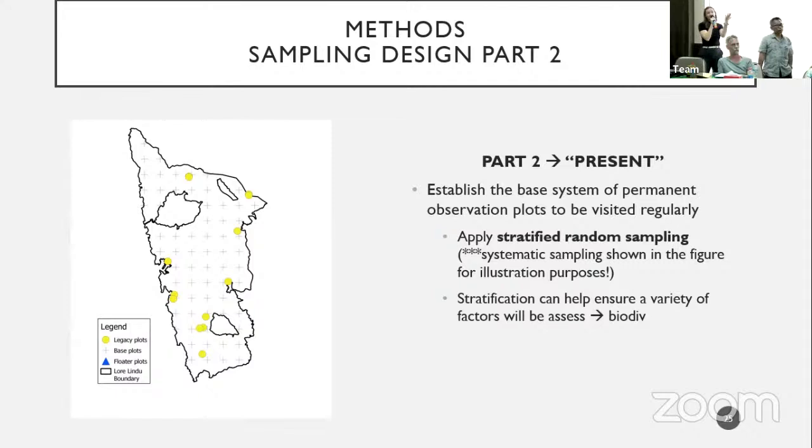So effectively this part 2, or present, looks to establish the base system of permanent observation plots that will be visited on a regular basis. Now, whether that regular basis is annually or every 5 years or every 10 years, this will depend on the capacity and the budget that we have for the project.